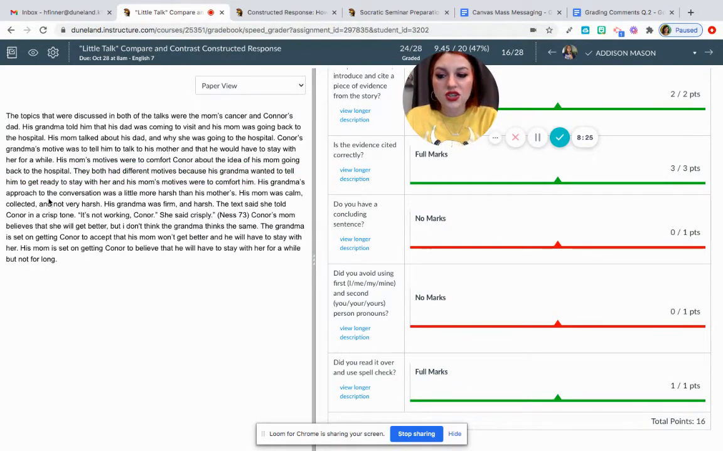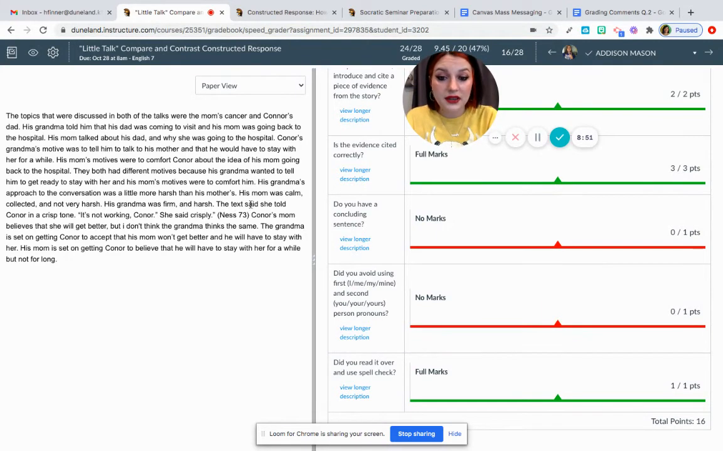His grandma's approach to the conversation was a little more harsh than his mother's. Great, she's talking about the differences. His mom's was calm, collected, and not very harsh. His grandma was firm and harsh. Again, I might tell her, this is very particular, but maybe not use the same word in both sentences. Maybe go online to a thesaurus and try to find a synonym, a word that means the same, right? The text said, she told Connor in a crisp tone, it is not working, Connor, she said crisply.